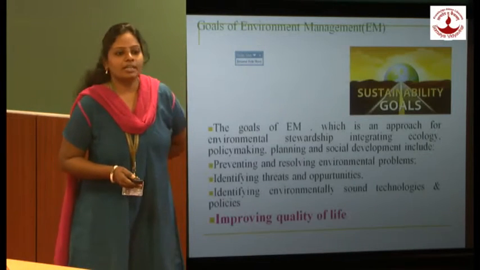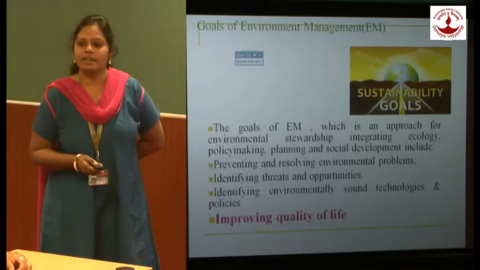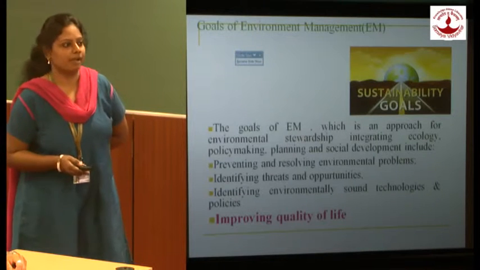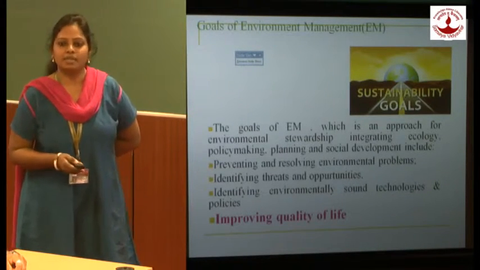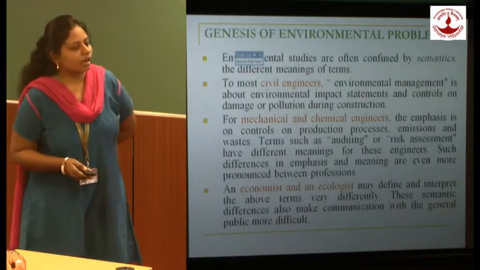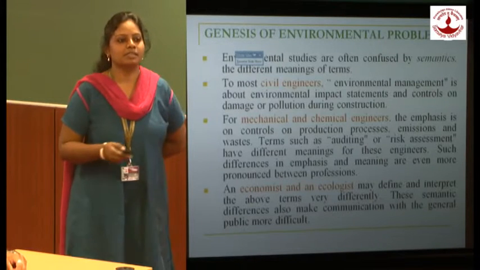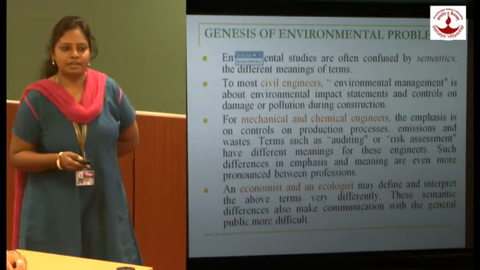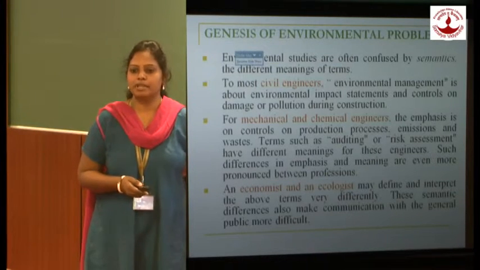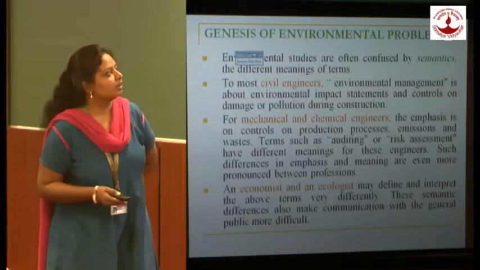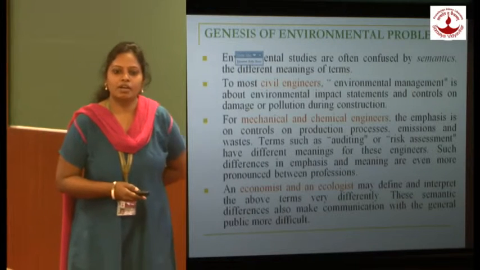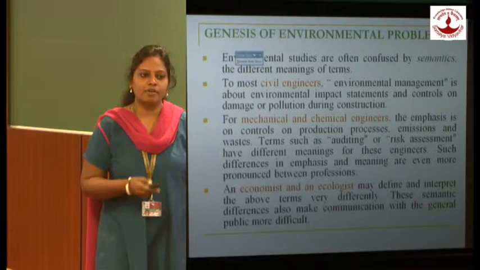Now, what are the goals of environment management? First, to prevent and resolve environmental problems, and then identifying threats and opportunities. What are the threats and the opportunities to the environment? And sound technologies or the best available technologies. And finally, above all, we have to improve quality of life. Now, as I told you, we are from a multidisciplinary subject. Each person interprets environment management in a different manner. That is called semantics, meaning different meaning. A civil engineer interprets mainly from the environmental control aspects during the construction part. A mechanical or chemical engineer may interpret from the production, audit or risk point of view. Whereas ecologists and economists will have a different perspective of the same topic.